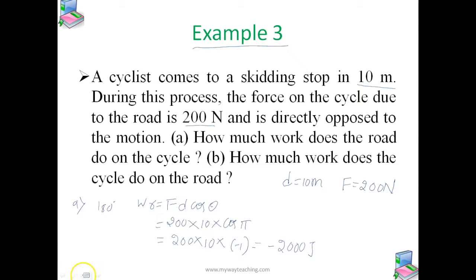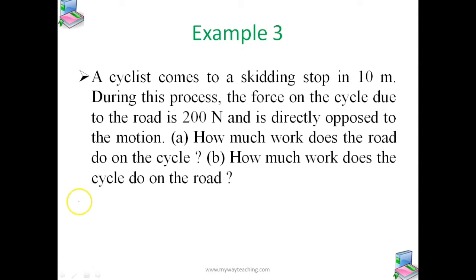So it is this negative work that brings the cycle to a halt in accordance with the work energy theorem. Moving to the second part, how much work does the cycle do on the road? From Newton's third law, an equal and opposite force acts on the road due to the cycle, so its magnitude is 200 Newton. However, the road undergoes no displacement, thus the work done by the cycle on the road is zero. Even though a force of 200 Newton is applied, the road does not undergo any displacement, so the work done by the cycle on the road is zero.